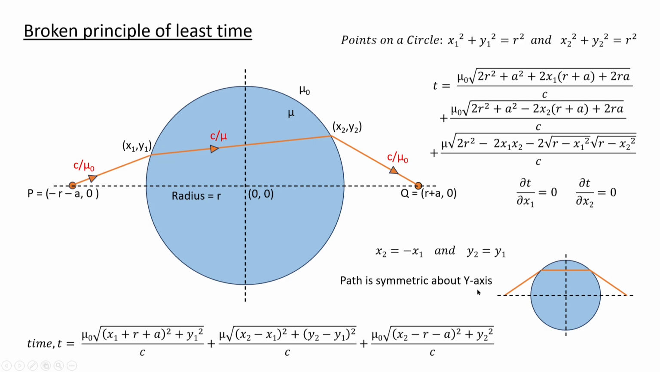So basically we end up with paths which are symmetric about the y-axis like this. So these are the kinds of paths. One of them will have the least time, but this is the first condition we get, that they have to have this kind of symmetric path about the y-axis, which is basically coming out because of the basic symmetry in the posing of the problem itself, as we can see.